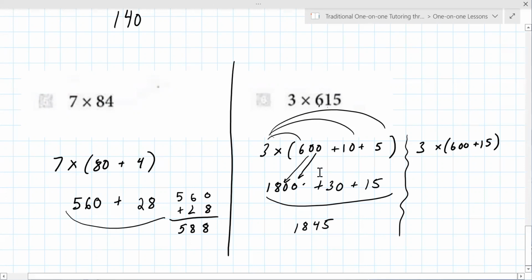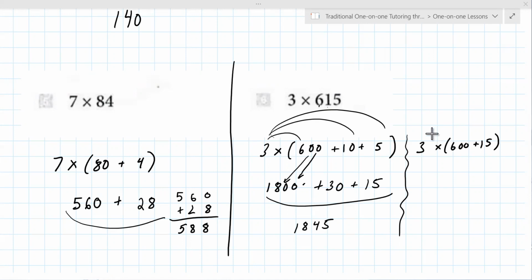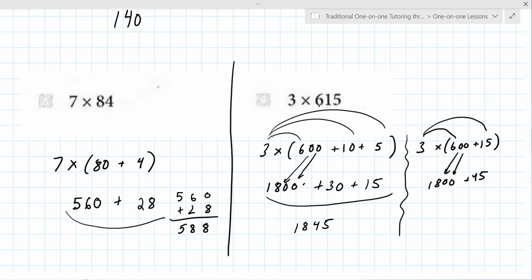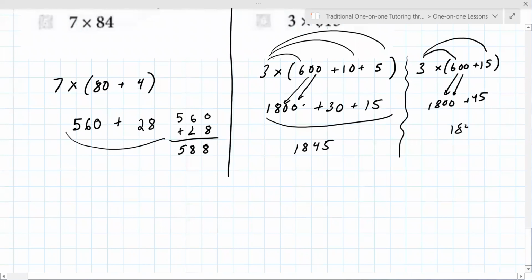Do you anticipate that you're going to want to break it up into 3 numbers or 2 when you're doing the problems? Probably 2, or 3. Let's do this one on the right. 3 times 6 is 18, so 1,800. 3 times 15 is a little bit bigger. Maybe that's 45. Maybe the idea is you should get it down to numbers that you know. So again, it's 1,845. All right, let's look at number 7.